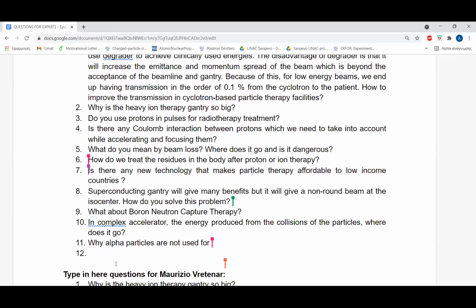Okay, I go to question number 5. What do you mean by beam loss? Where does it go and is it dangerous? This is a very good question. Yes, beam loss. We want to create and transport about 10 to the power 13 protons in an accelerator. So it's huge. We spend some time making a good accelerator, but no way, some of the protons will be lost.